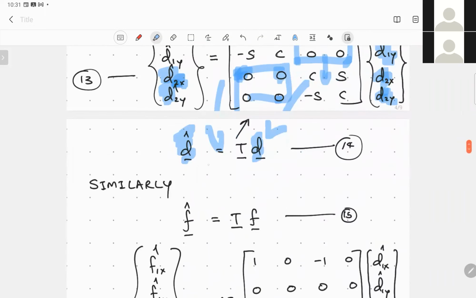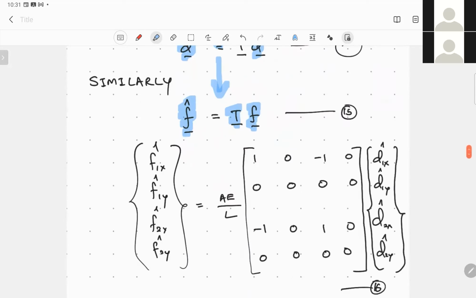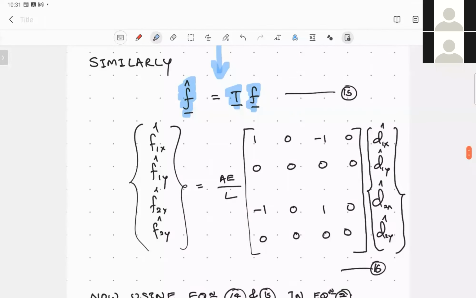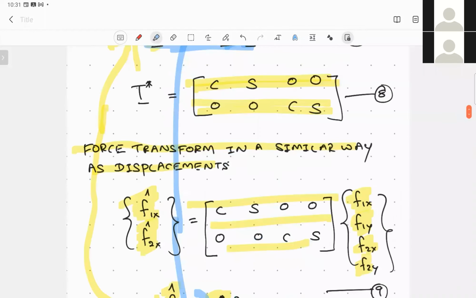Similarly, you can write down the transformation for the forces. It is the same because you are moving from one coordinate system to another, so the transformation is similar. Here I have expanded this transformation matrix. Of course, we know we can use the equation number, let's say what?